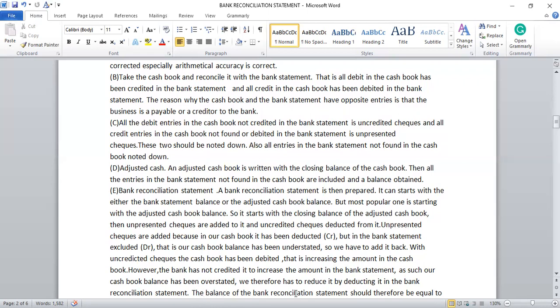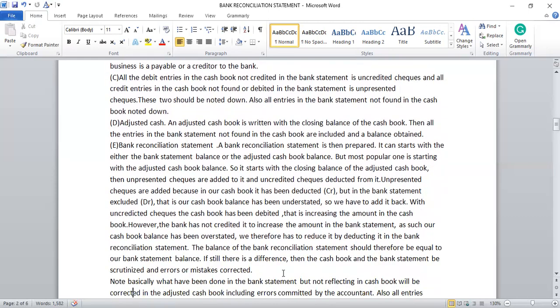So the balance of the bank reconciliation statement should therefore be equal to our bank statement balance. If there is still a difference, then the cash book and the bank statement should be scrutinized and errors or mistakes corrected. So after you've done your bank reconciliation statement and you see that there are still errors, you have to go through your cash book to identify any mistakes, or the bank should also be notified so that they also check their entries to make sure that any errors are corrected as soon as possible to balance. Okay.